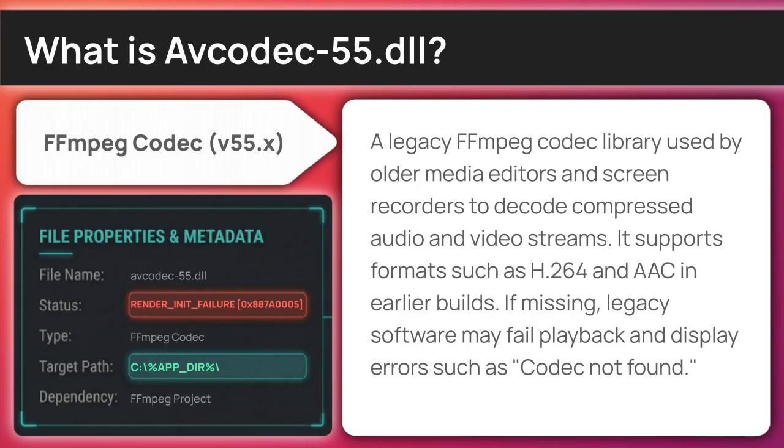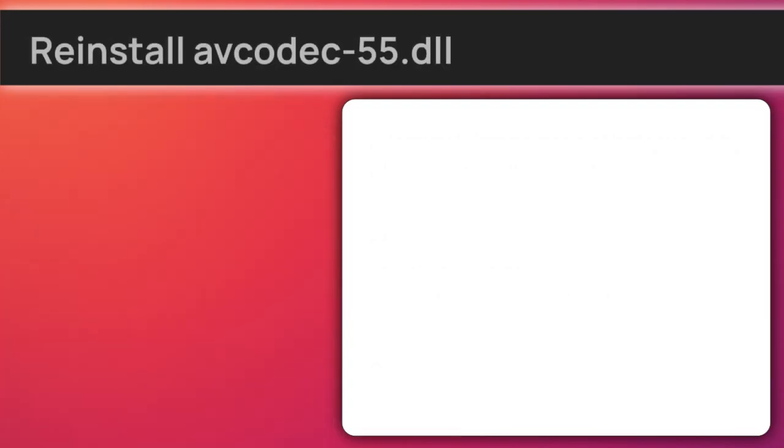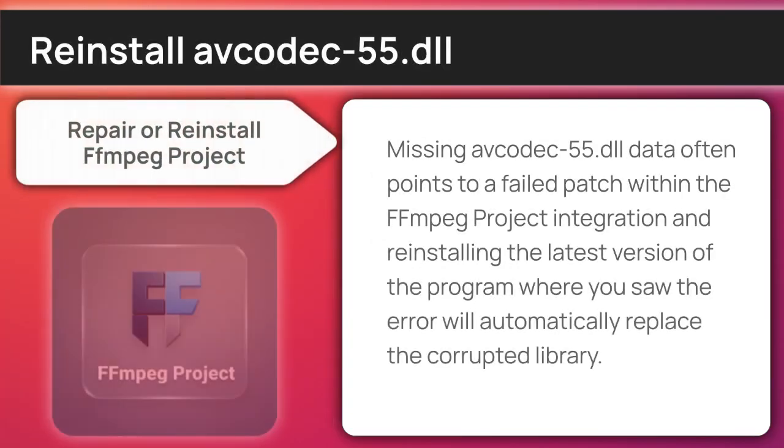Now that you have the context, let's move into the repair process with a fresh installation. Missing audio-video codec 55.dll data often points to a failed patch within the FFmpeg Project integration, and reinstalling the latest version of the program where you saw the error will automatically replace the corrupted library.